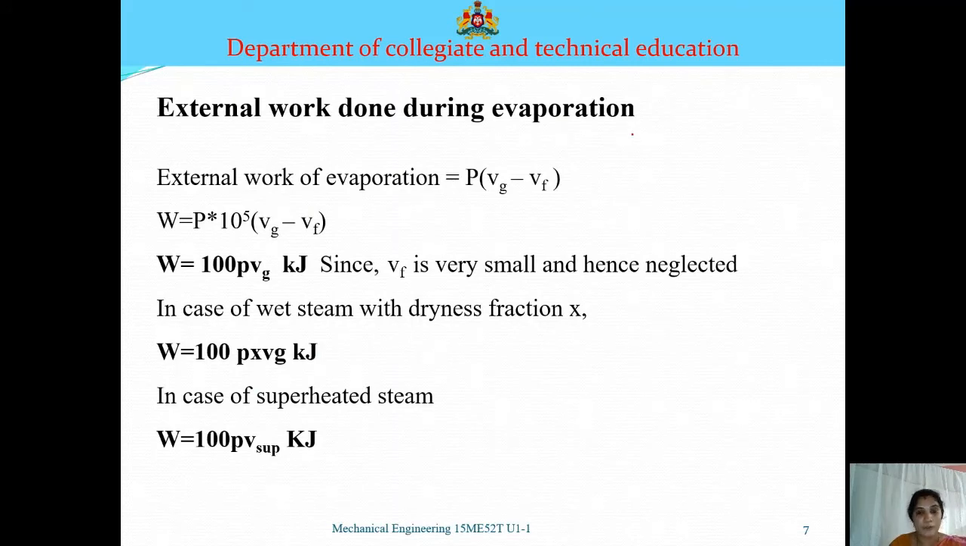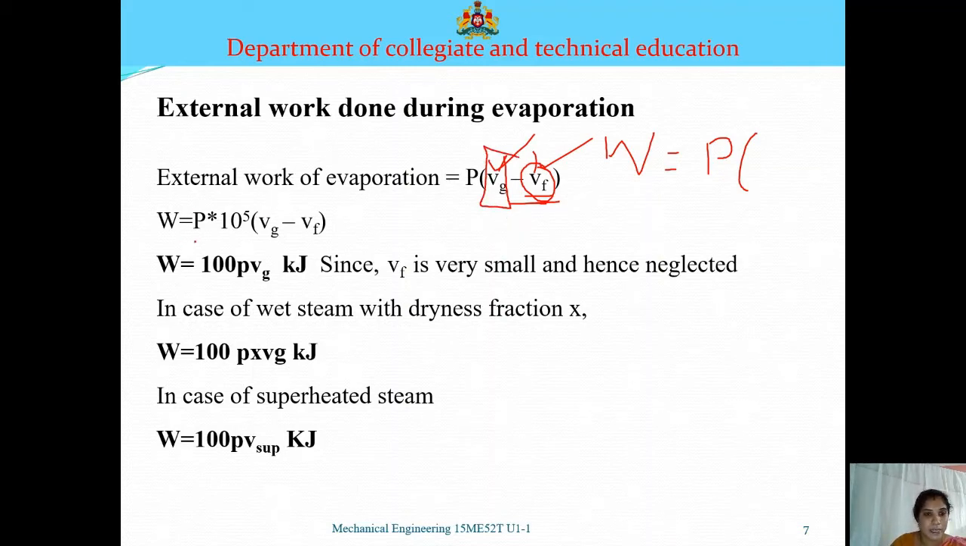So from the basic thermodynamics itself, for the constant pressure process, work done is pressure into change in the volume. What is the change in the volume? The volume is changing from Vf to Vg. So Vg is higher than the Vf, and I'll write it as P into Vg minus Vf. Since Vf, the volume of the sensible heat, is very small, we're going to neglect this specific volume. We're going to consider only the specific volume of the dry steam.